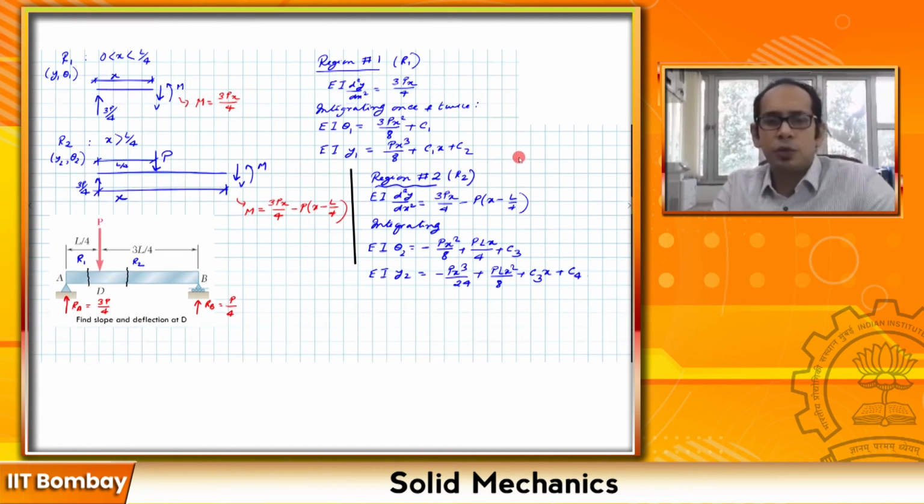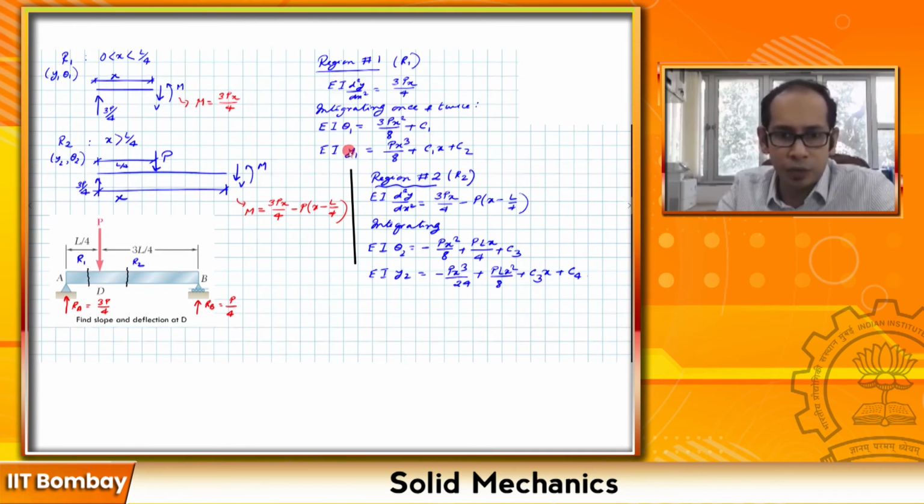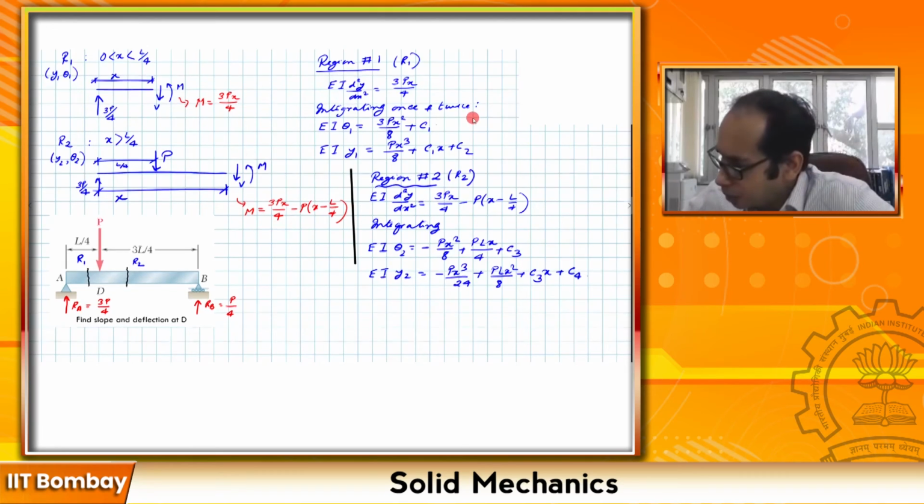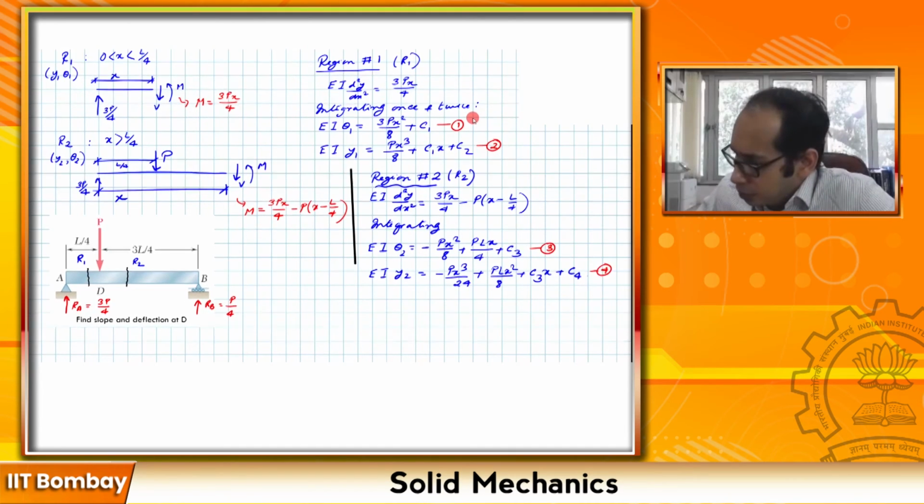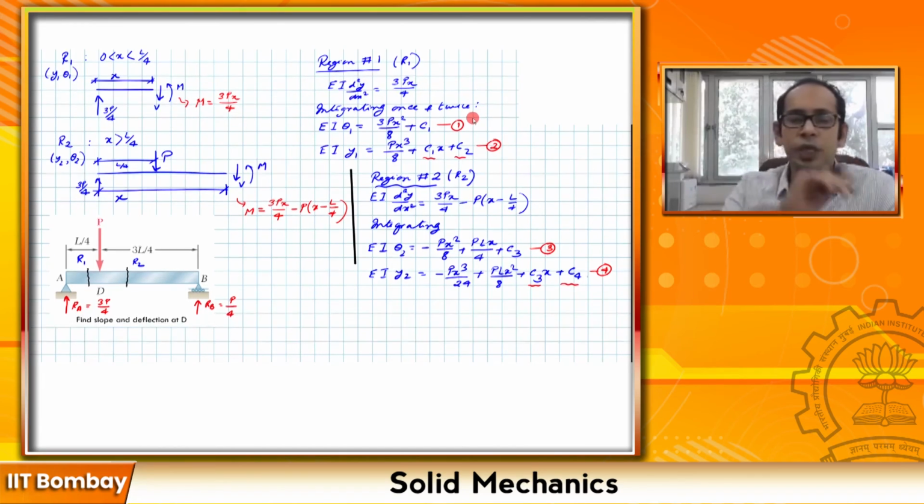So we get these overall expressions, as you can see, for region 1 and region 2. Remember, this theta 1 is dy/dx for region 1, and y1 is the deflection for region 1, and similarly here. If you take a look at these equations that we got, let's mark them 1, 2, 3 and 4. You see over here we have 4 constants of integration that we need to evaluate: C1, C2, C3 and C4. So we need 4 boundary conditions.